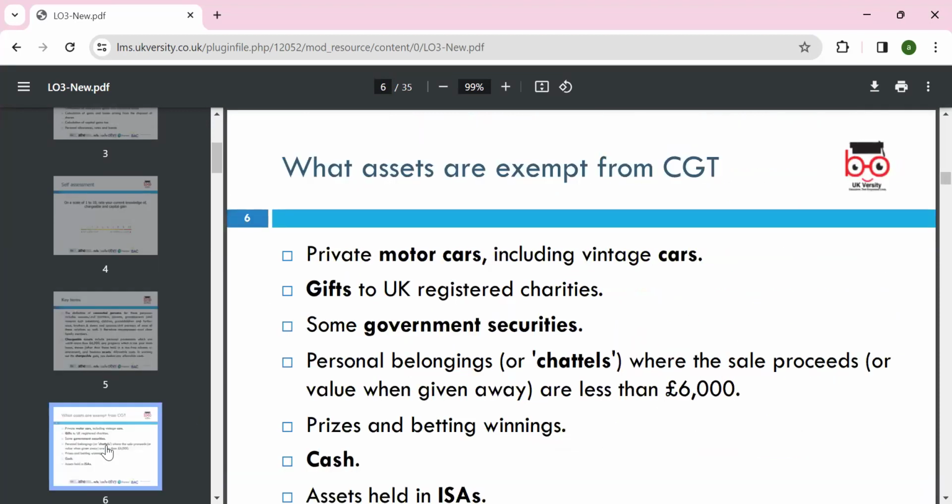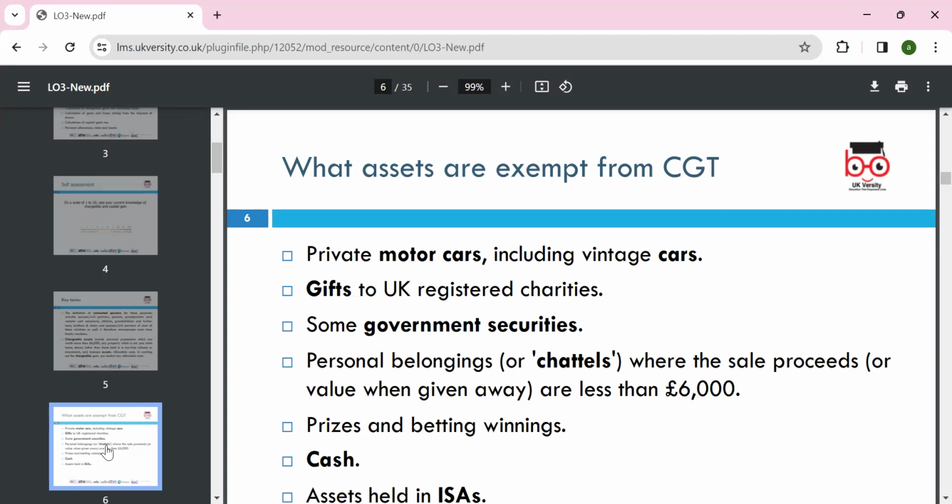Okay. What is exempt from capital gain tax? Private motor cars, including vintage cars, are exempt from capital gain tax. Gifts to UK registered charities are exempt. Some government securities, and personal belongings or chattels whose sales proceeds, or value when given away, are less than 6,000, are exempt. If it is more, then you have to pay the tax on it.